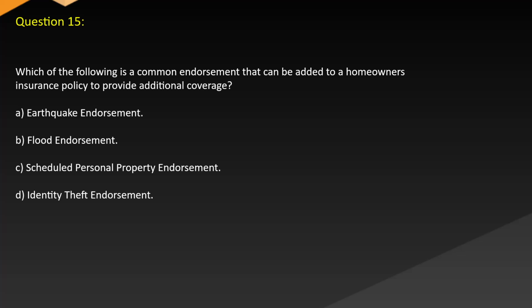Question 15. Which of the following is a common endorsement that can be added to a homeowner's insurance policy to provide additional coverage? A. Earthquake endorsement. B. Flood endorsement. C. Scheduled personal property endorsement. D. Identity theft endorsement.